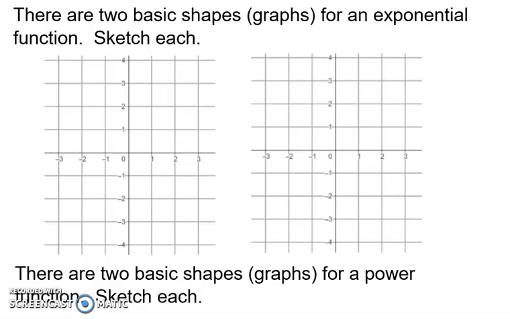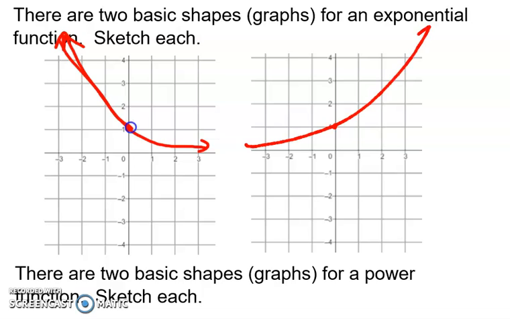So for the first one, the exponential, the key point in both graphs is (0, 1). Generally, the graph goes through (0, 0) from our functions from chapter 3. But with exponential, it's actually at (0, 1). So the first one is a decay function. The decay function is coming down, and it's approaching the x-axis, but never touches it if we're looking at the parent function. And then the other one goes the other direction.